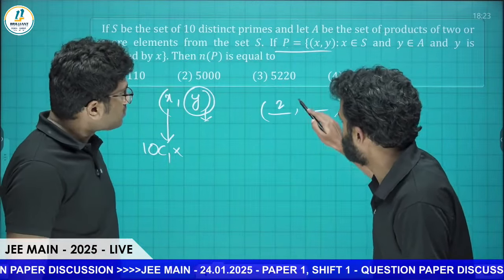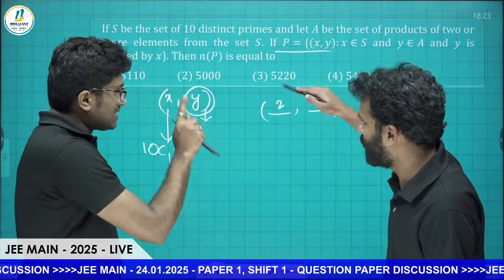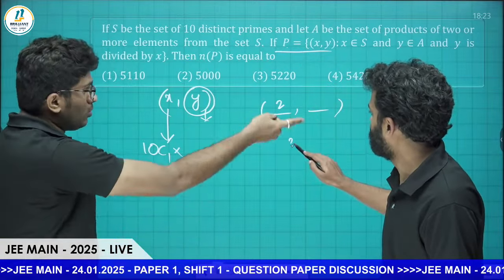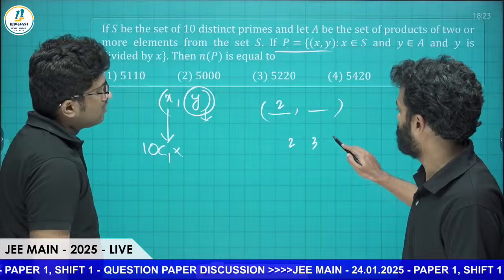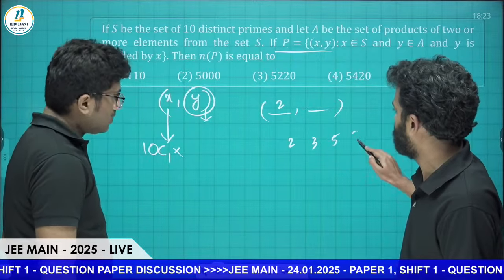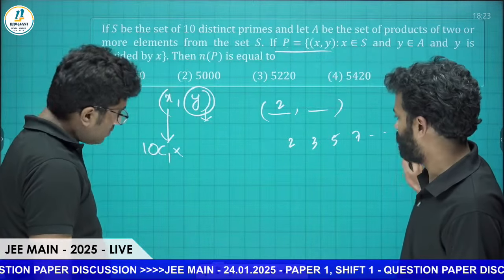If we have taken 2 here, it should be 2 here, for the compulsory multiples. And at least one more should be there. Therefore, the other primes we can place like this: 3, 5, 7, etc. Exactly, 9 primes will be there.